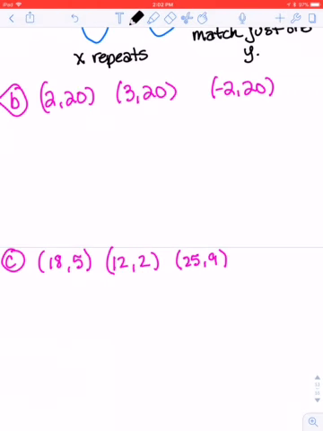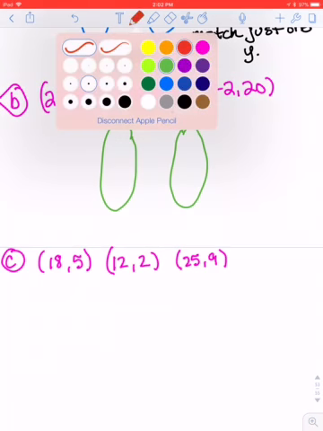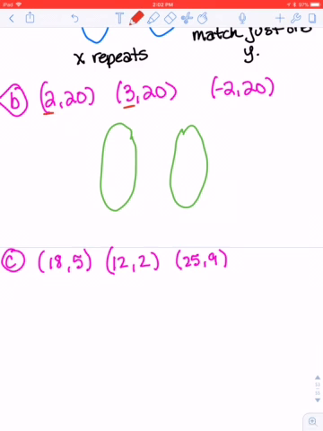Okay, if I go to the next one, I'm going to do my two ovals. And if I look at my X values, I have 2, 3, and -2. So those are going to go down this side from smallest to biggest. And the only thing that I have for Y is 20. So for repeats, remember you're only writing it once, because as long as 20 is in the list, you're good. Now we're going to match them up.